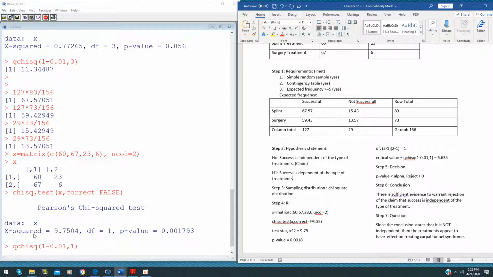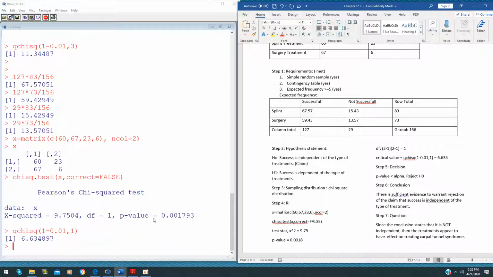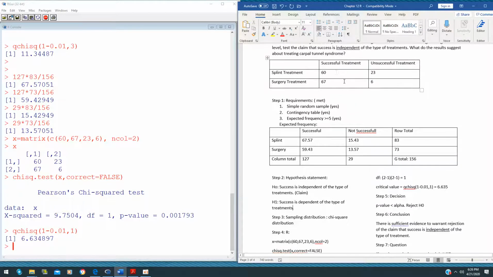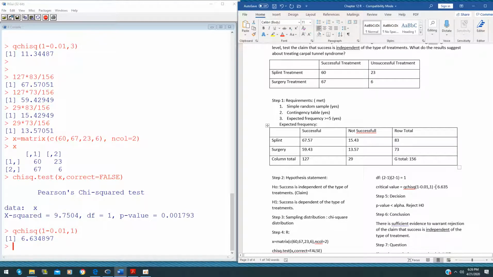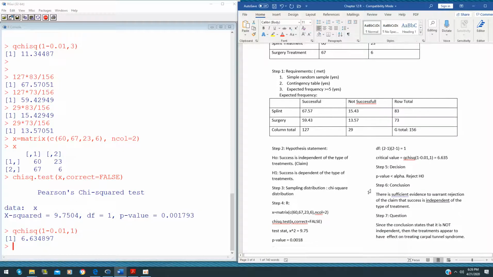So it came out that your test statistic is your chi-square, which is 9.75 with a p-value of 0.0018. The degree of freedom here is 1 because you get 2 minus 1 for your column and 2 minus 1 for your row. So 1 times 1 is 1. Using your chi-square distribution to find the critical value is qchisq of 1 minus alpha. Alpha in this case is 0.01, and your degree of freedom here is 1. Using your R, you get 6.635.